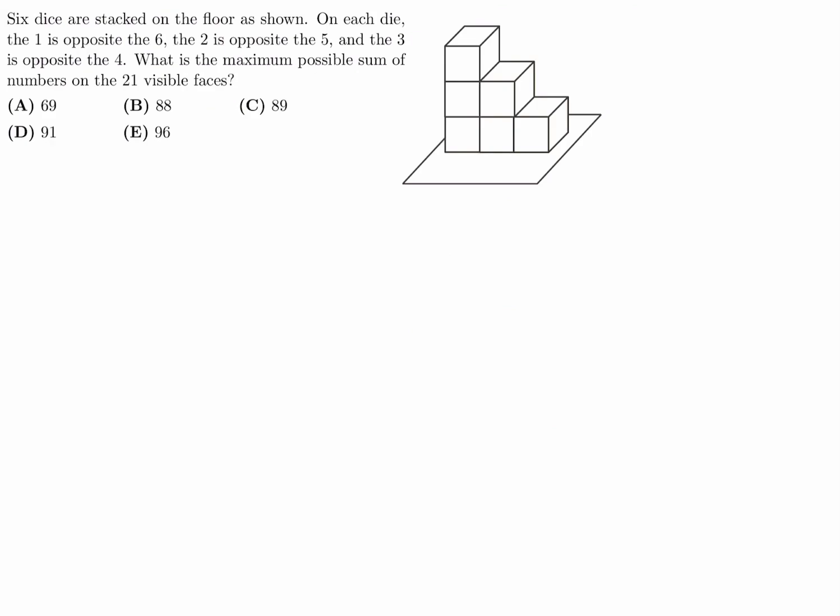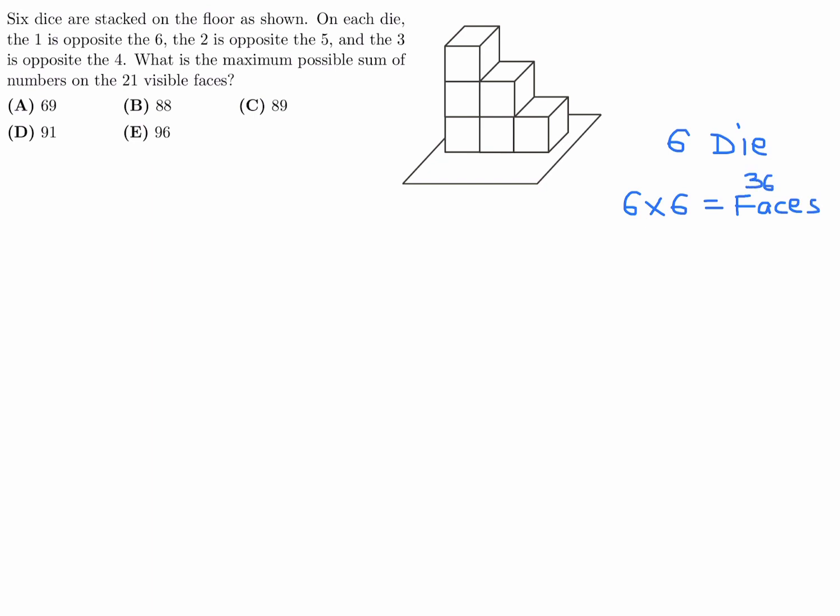6 dice are stacked on the floor as shown. On each die, the 1 is opposite the 6, the 2 is opposite the 5, and the 3 is opposite the 4. What is the maximum possible sum of the numbers on the 21 visible faces? We have 6 dice, and on each die, there are 6 faces. So the total number of faces is 6 times 6, which is 36 faces.